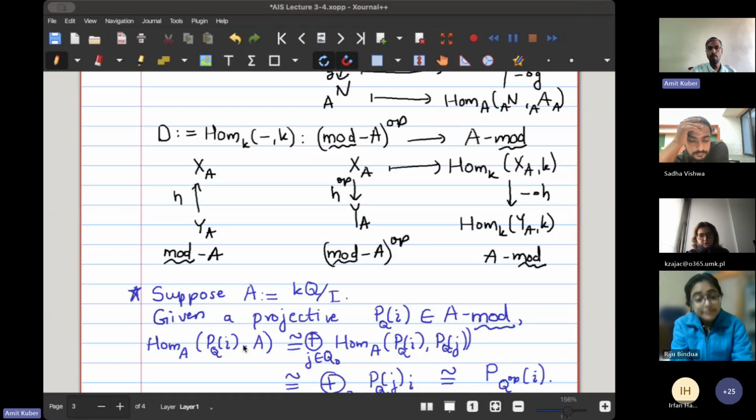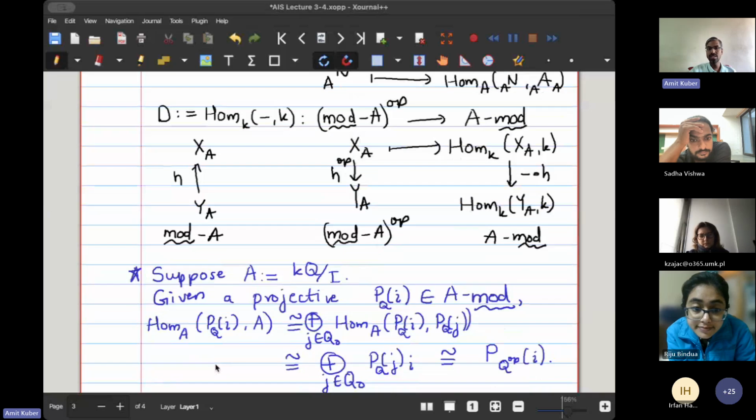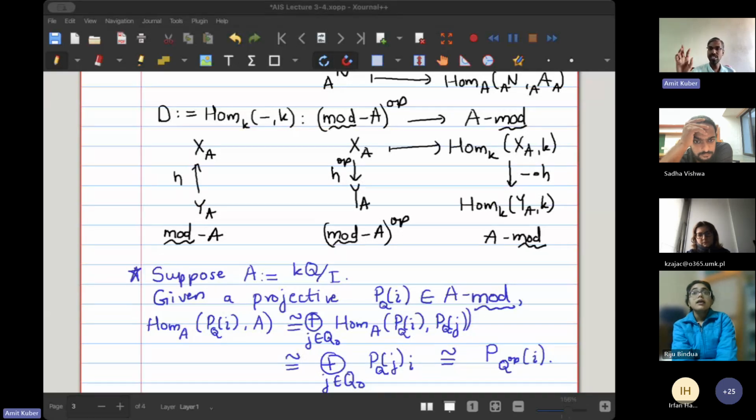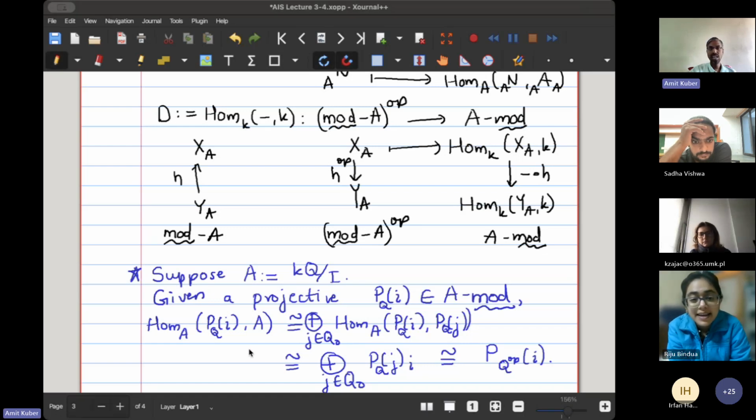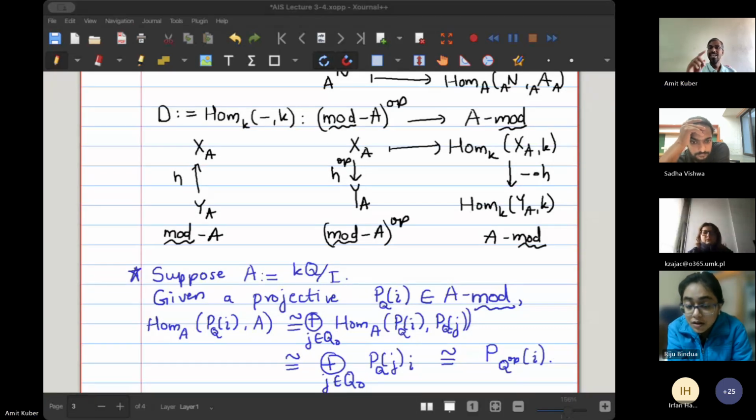So I'm taking Hom(P_Q(i), A), which is isomorphic to this, because what is A? A is nothing but the direct sum of P_Q(j), where j varies in Q_0. We have this standard decomposition of the left regular module in terms of projectives. This also coincides with our definition of projective, that these are direct summands of free modules. So this is the free module. And because the Hom functor is left exact in both components, you can take that direct sum out. So Hom(P_Q(i), P_Q(j)). Now again, recall what Upendra said, that we are using some kind of Yoneda lemma over here.